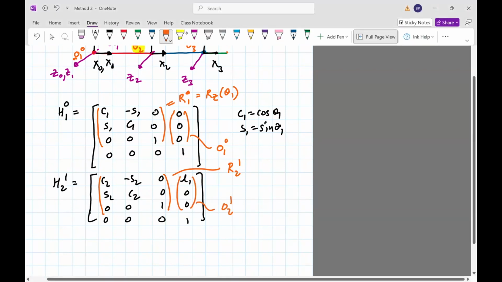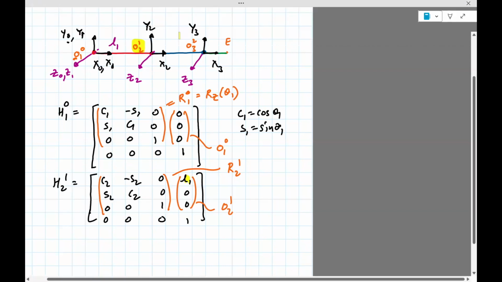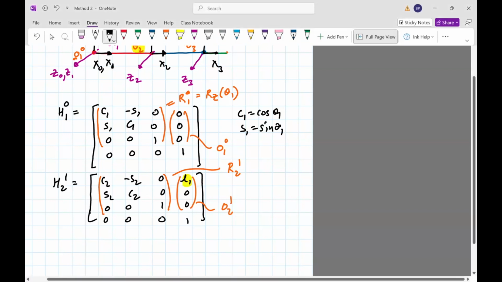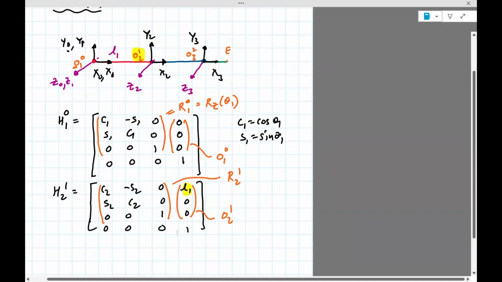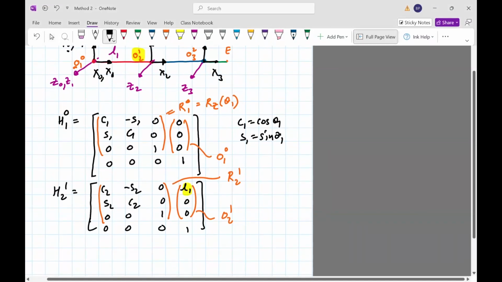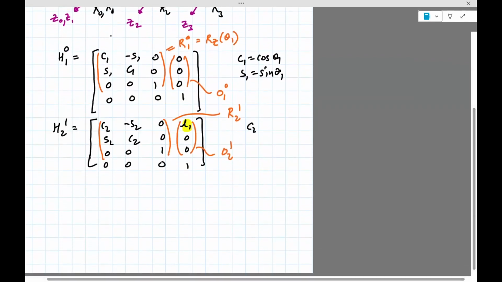Again, we can note that it's L1 because the distance along X is L1. And then the Y distance and Z distance are 0. So it's 0, 0. And just note that it's a local distance, the distance of O21 with respect to the first frame, O10. Okay, the last, we need one more, sorry, for 3. Cosine theta 2.